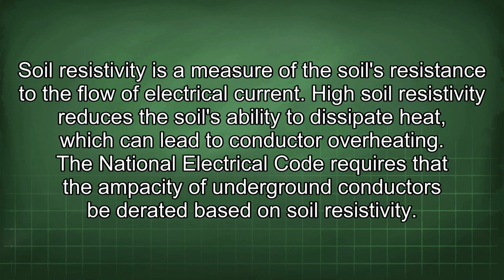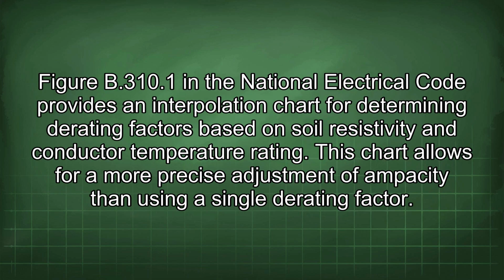Soil resistivity is a measure of the soil's resistance to the flow of electrical current. High soil resistivity reduces the soil's ability to dissipate heat, which can lead to conductor overheating. The National Electrical Code requires that the ampacity of underground conductors be derated based on soil resistivity. Figure B.310.1 in the National Electrical Code provides an interpolation chart for determining derating factors based on soil resistivity and conductor temperature rating. This chart allows for a more precise adjustment of ampacity than using a single derating factor.